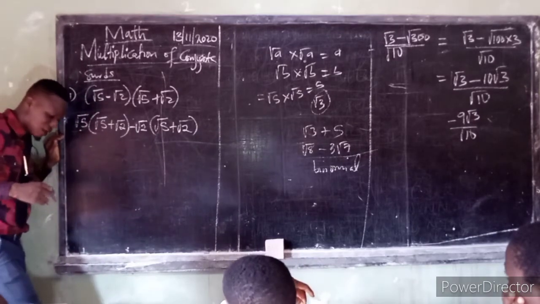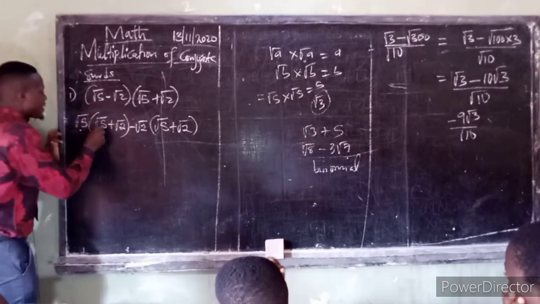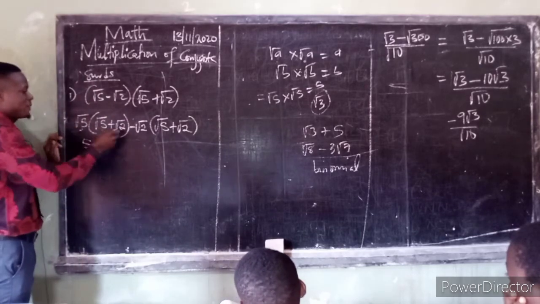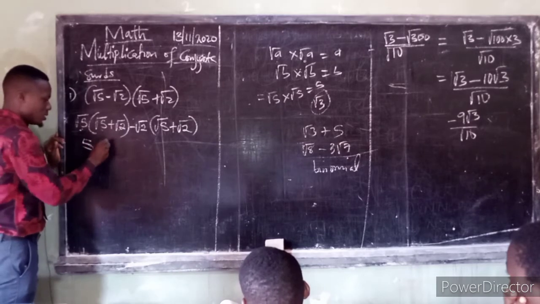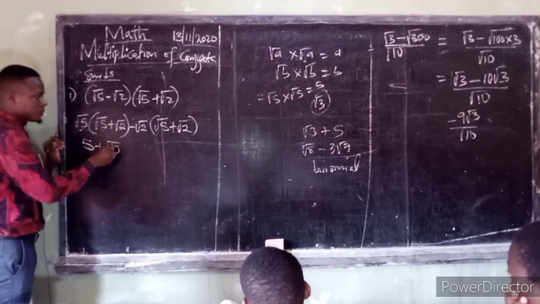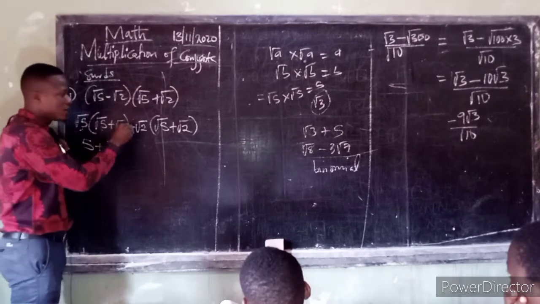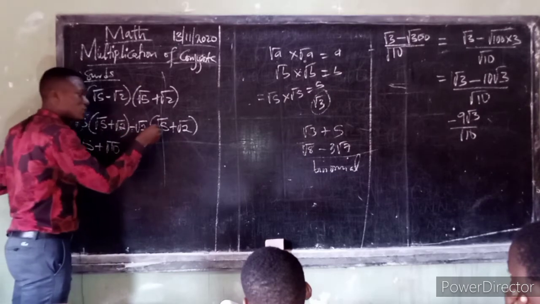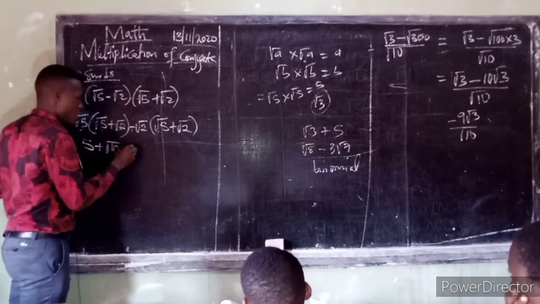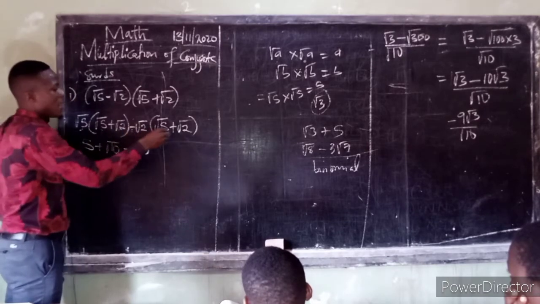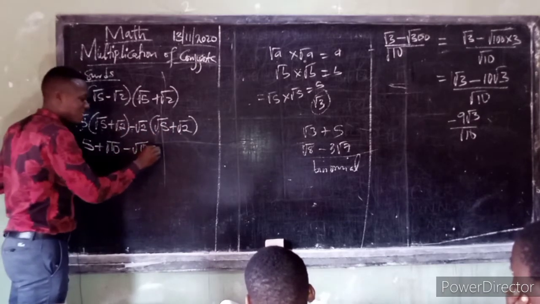Now, what's going on now? So surd 5 times surd 5 will give us just what? 5. Surd 5 times surd 2 is what? Surd what? 10. Because 5 times 2 will give us what? 10. This is negative. Be careful. The negative sign must go into all of them. So minus surd 2 times surd 5 is minus surd 10, minus surd 2 times surd 2 is what?